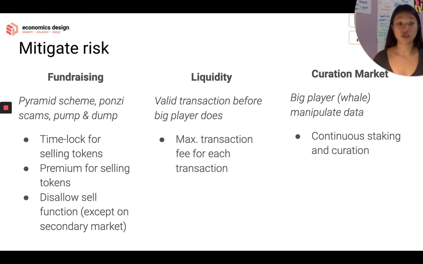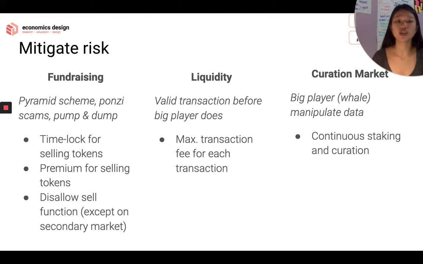And next you have curation. Lastly, you have curation markets. So with curation markets, one of the biggest problems is that you've got big players coming in to manipulate the data. You have things like Sybil attacks where they keep voting, and the votes or the tokens available are not responsive, or not showing market demand, but actually showing manipulation of data.